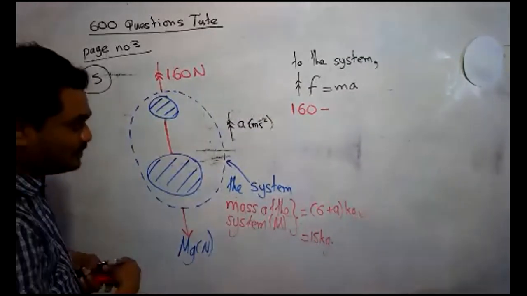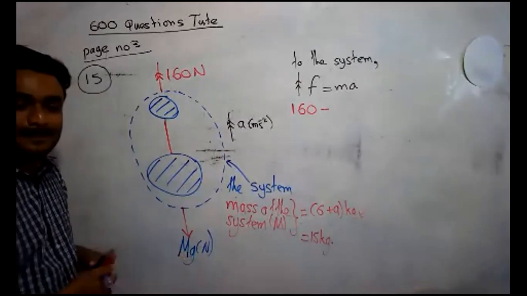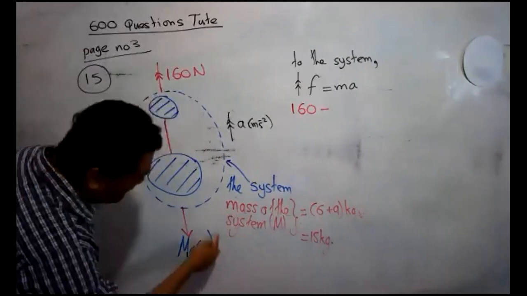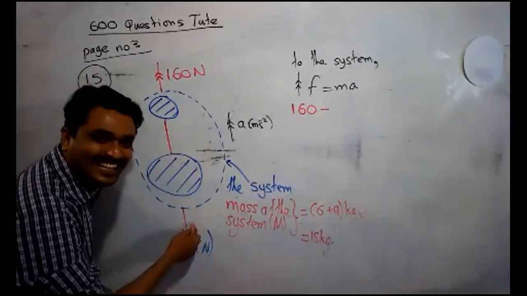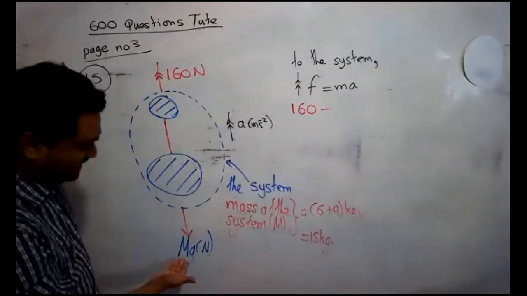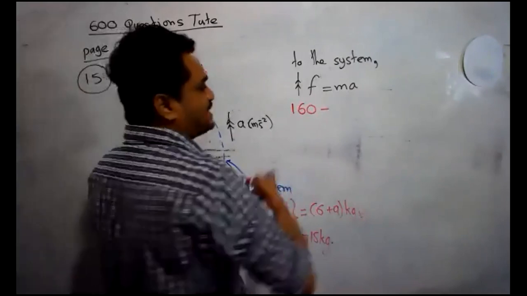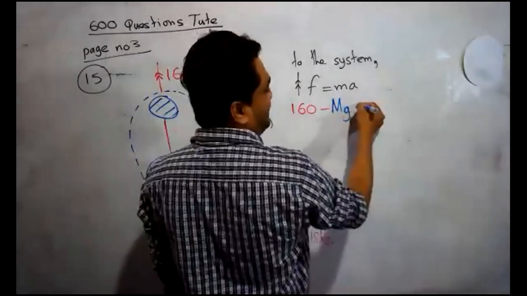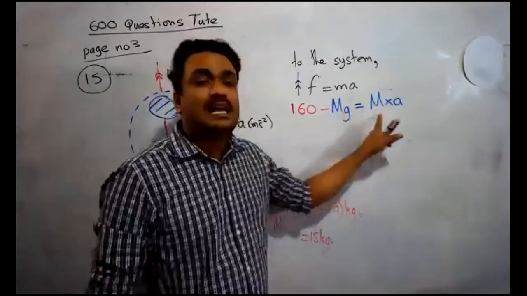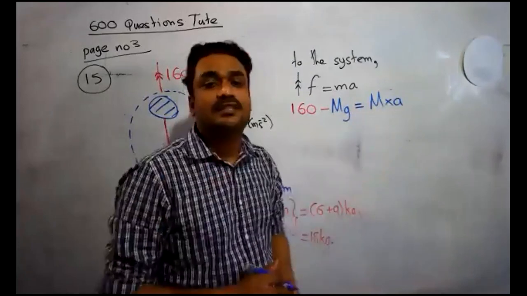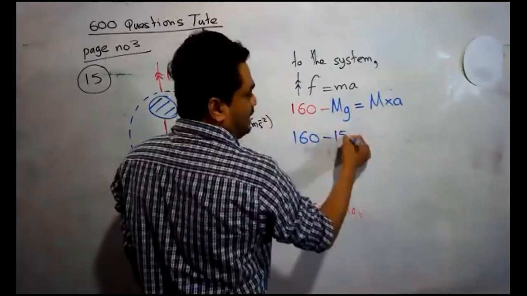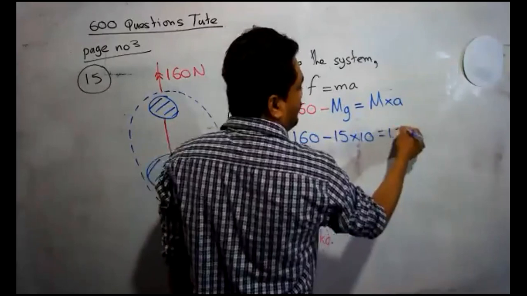Capital mg. What is the downward force, dear? Sir, 150. Capital MG, sir. The downward force is capital mg. I wanted it. Capital mg. Mass is capital M. Acceleration is A. Capital M is the total mass of the system. Right. 160 minus capital M, 15. g is 10. This is 15.